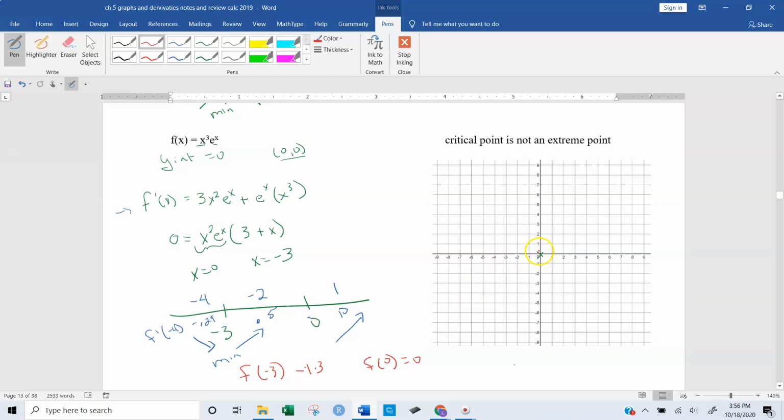Okay, so we got 0, 0. We got -3, -1.3, which is down here. We know that's a min. So this is going down to this point, back through to 0, 0, but it continues to go up. So it looks something like that. Down to here, through here, levels off and continues up. So it's increasing, increasing. All right, I hope you did well.